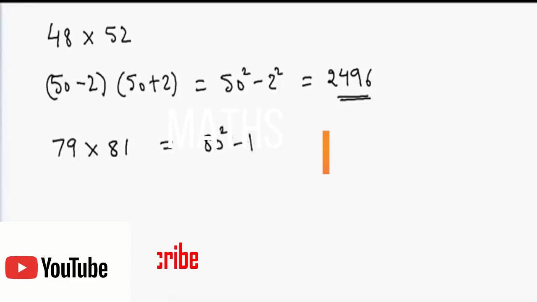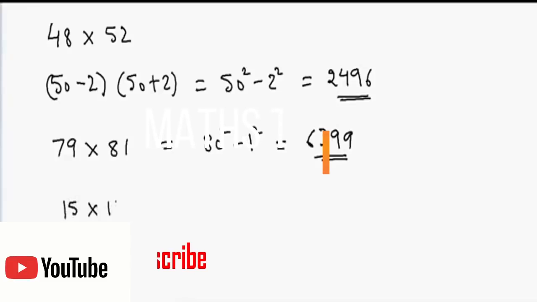Same way, suppose I have to do 79 into 81, so the answer will be equal to 80 square minus 1 square. So this will be equal to 6399. Suppose we have to do it again, like 15 into 17. In that case it will be equal to 16 square minus 1 square. That's equal to 255.